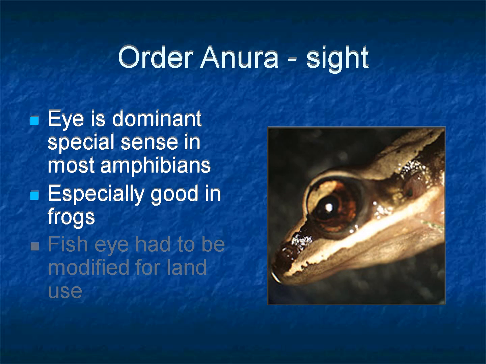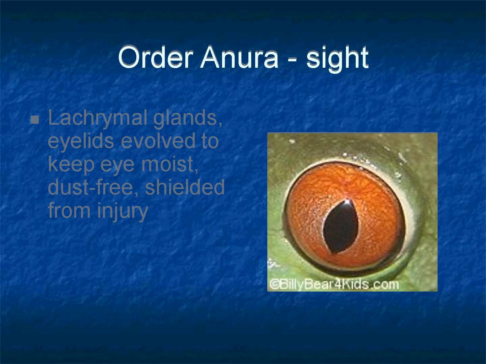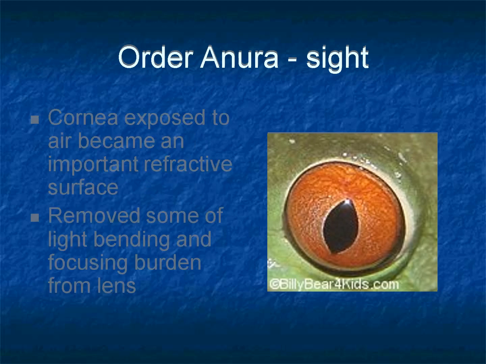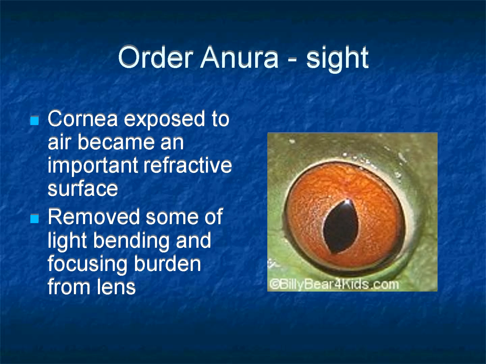Further, the fish eye wasn't fit for a land environment and required necessary modification for land use. For land use, it was necessary to evolve lacrimal glands and eyelids to keep the eye moist, dust-free, and provide protection against injury. Moreover, the cornea exposed to air became an important refractive surface for land use, as it removed the burden from the lens of focusing and bending the light rays.